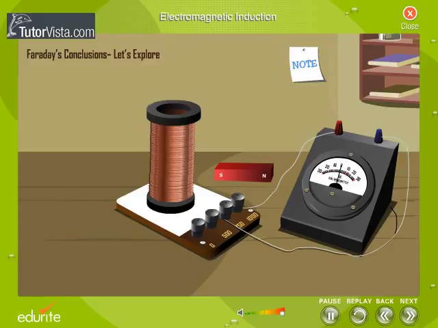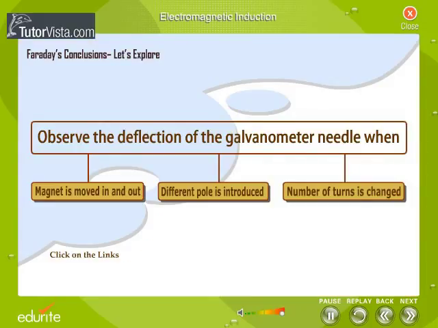Let's now look into some of the experiments performed by Michael Faraday. Faraday arrived at a few conclusions by moving a bar magnet in and out of the coil of wire. Displayed here is a circular insulated wire with many turns connected to a galvanometer. Observe the deflection of the galvanometer needle when the magnet is moved in and out of the coil, a different pole is introduced, and the number of turns of the coil is changed.